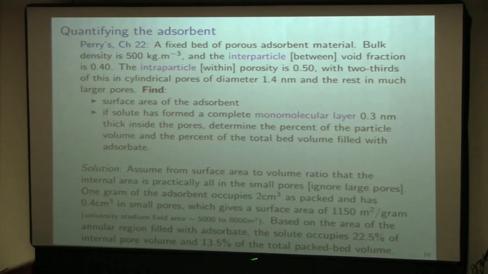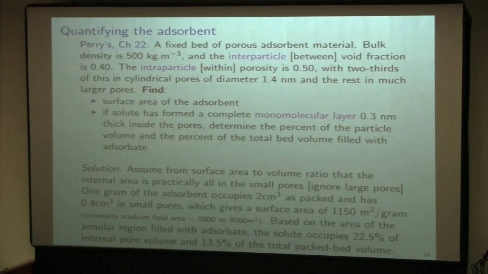And then you can go ahead and calculate the surface area as 1,150 meters squared per gram. So if you compare that to the stadium, like the university stadium here, depending on how you measure the stadium, you can get numbers that range between 5,000 to 8,000 meters squared. So that gives you an idea of the tremendous surface area provided by 1 gram of this material.